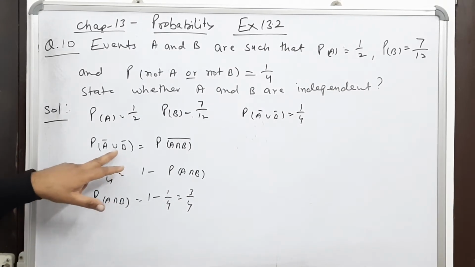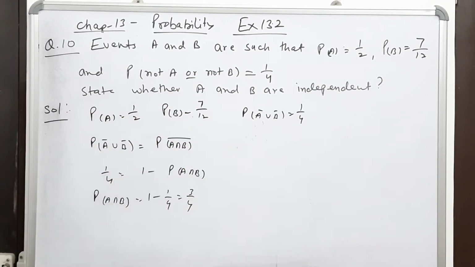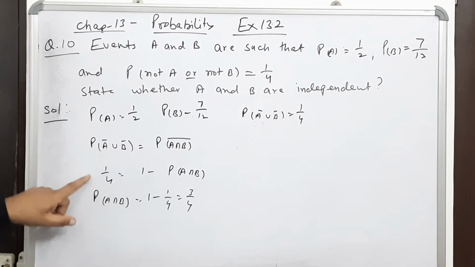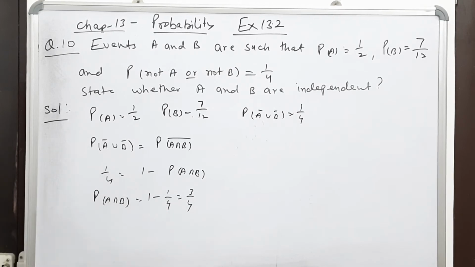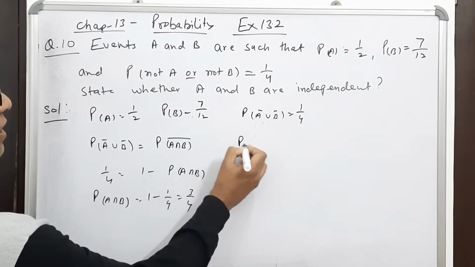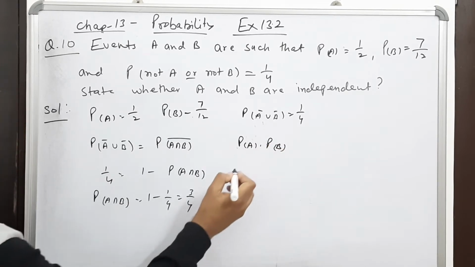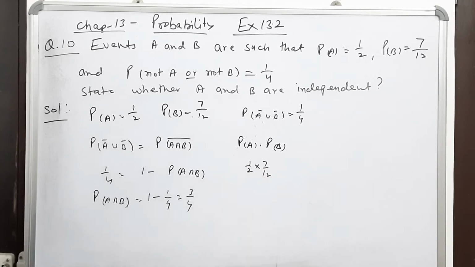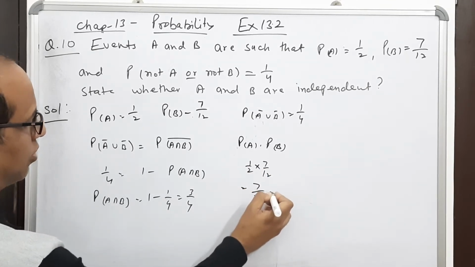Once more, "or" means union, and then the whole complement of the intersection, not A or not B. So it is 1 by 4, equals 1 minus the intersection. If you transfer, the intersection is 3 by 4. Now we calculate P(A) times P(B). So it is 1 by 2 into 7 by 12. The answer is 7 by 24.